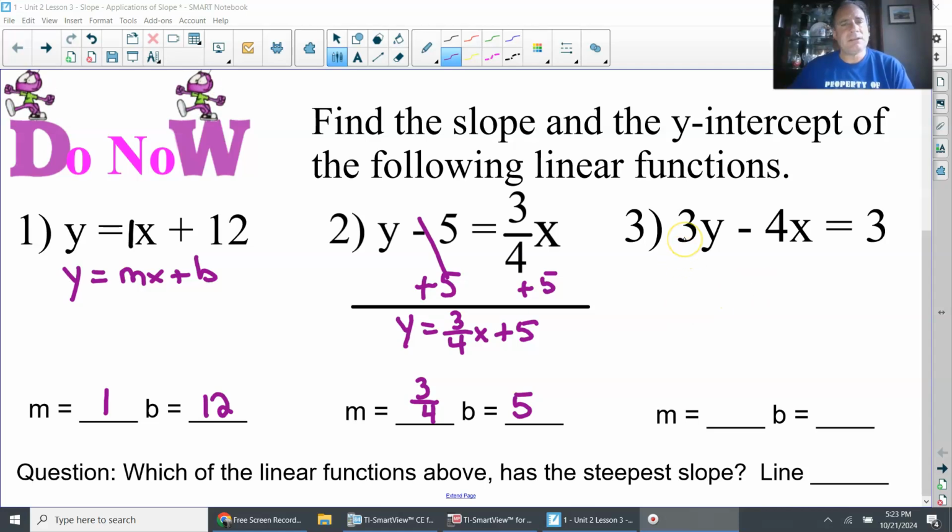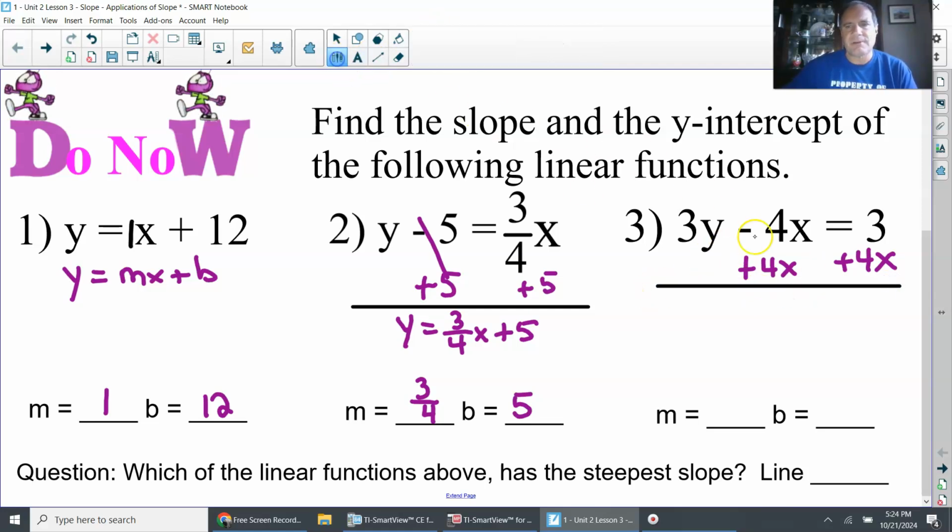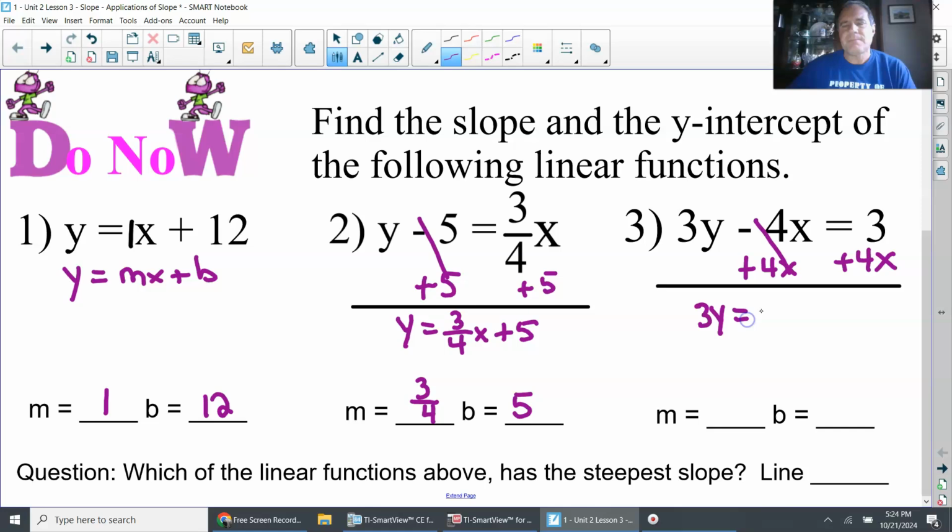For the third one, it is the most difficult question. You have to solve for y, but right now it is not in y equals mx plus b format. It is 3y minus 4x equals 3. We're going to add 4x on both sides. And once we add 4x on both sides, remember, using inverse operations to do that, this cancels, and then you have 3y equals, and I'm going to put the 4x first, plus 3. And then you're going to divide by 3 on both sides.